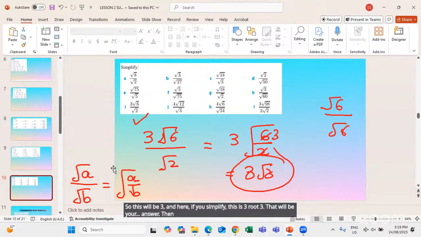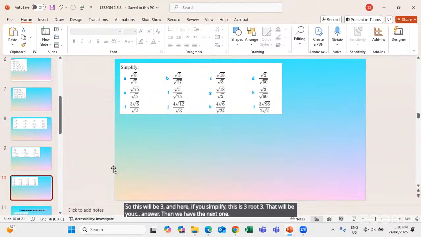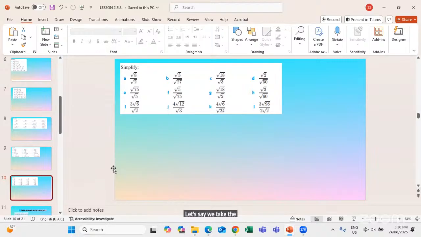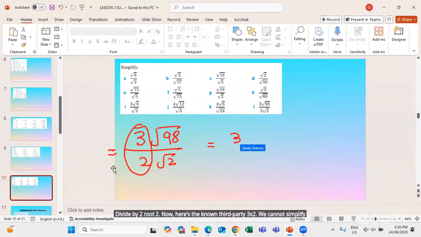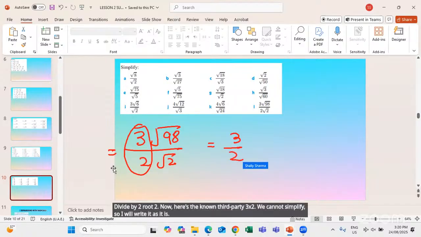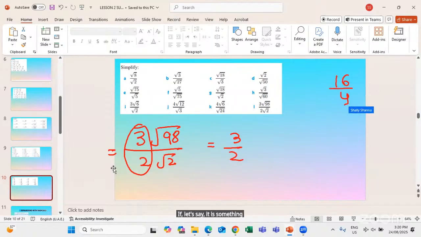Then we have the next one. Let's say we take the last one, 3 square root of 98 divide by 2 root 2. Now here the non-surd part is 3 by 2. We cannot simplify, so I will write it as it is. If let's say it is something 16 by 4, so I can simplify and I can make it 4 as well. But here it is 3 by 2. So non-surd parts will be separately, we will solve separately.